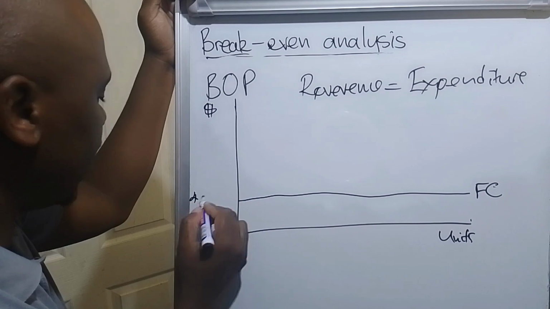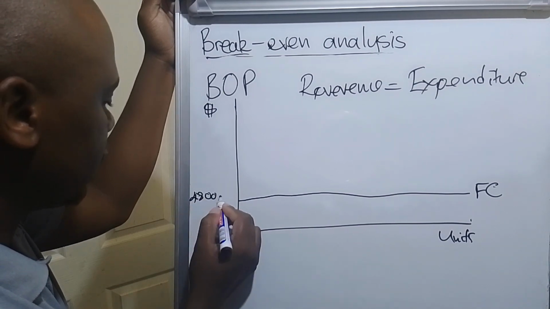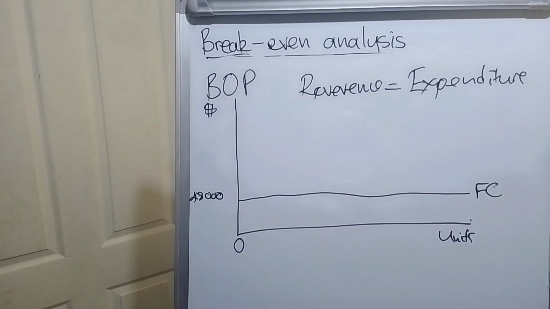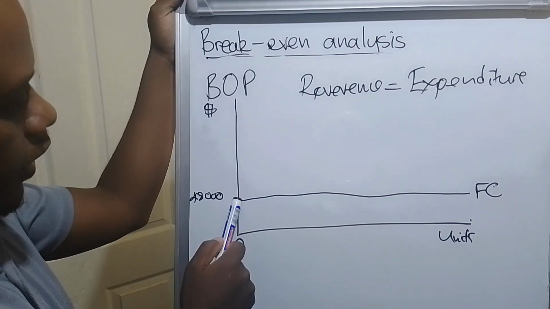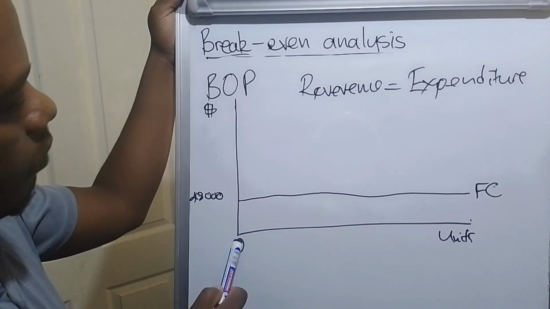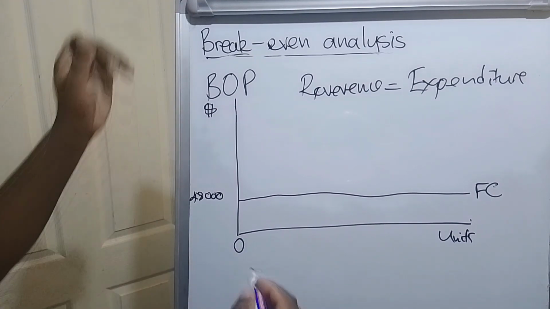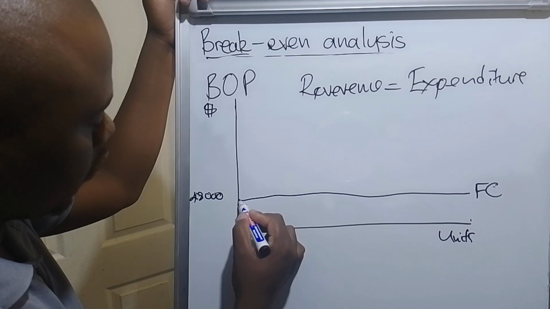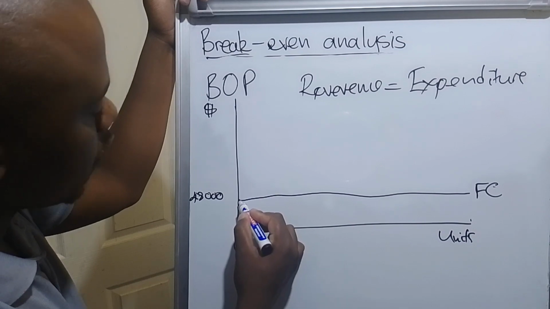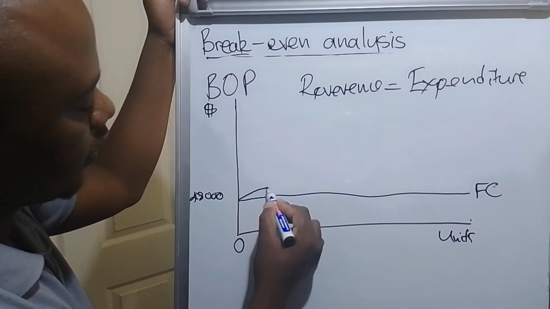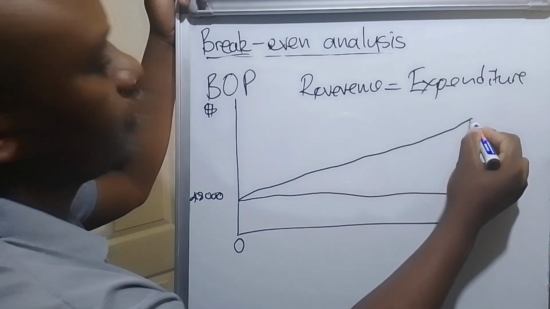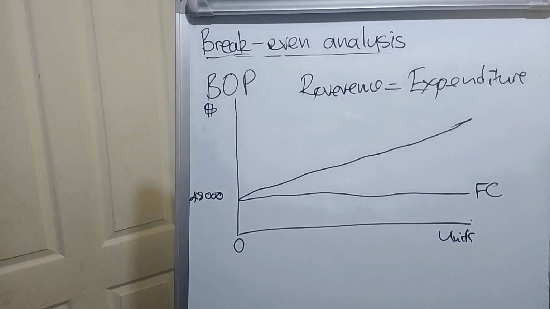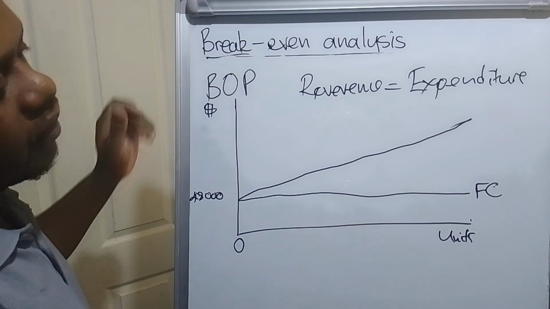Let me put numbers here. I'll put 48,000 for fixed costs. At point 0, the fixed costs are already at $48,000, but the variable cost there is nothing. So the line for variable costs starts from just over here. When we start producing, the variable cost starts to increase, and it increases and increases as we go.